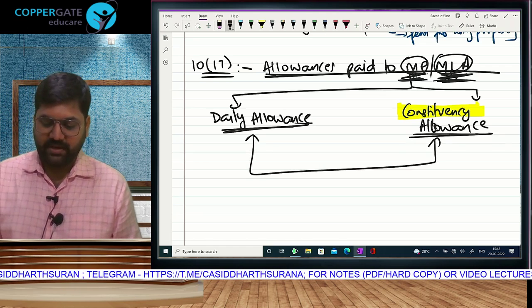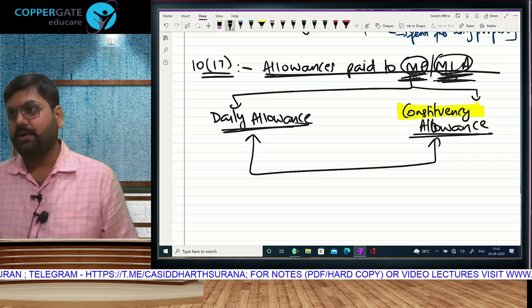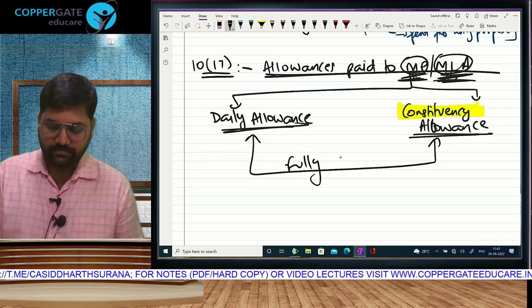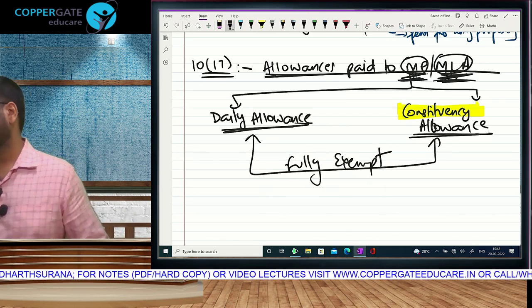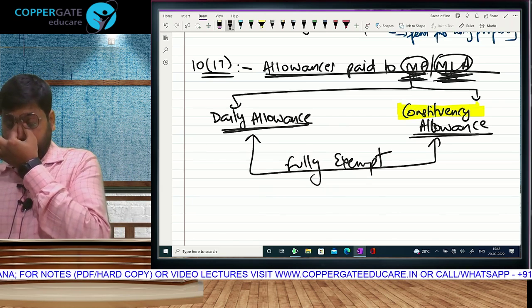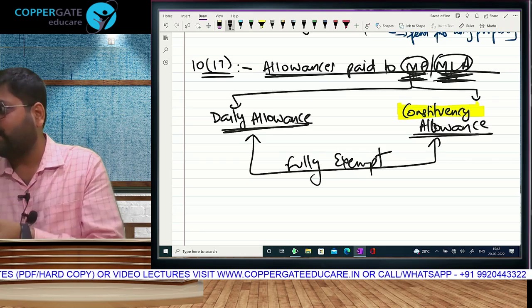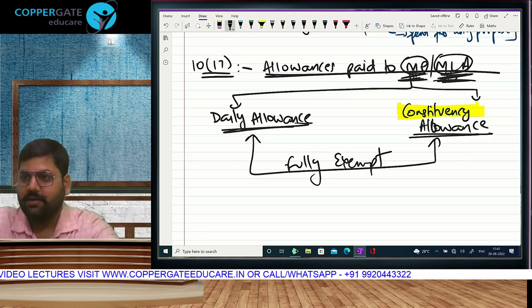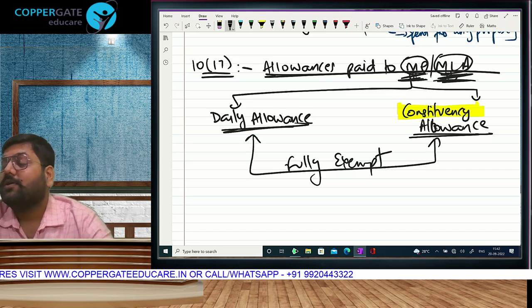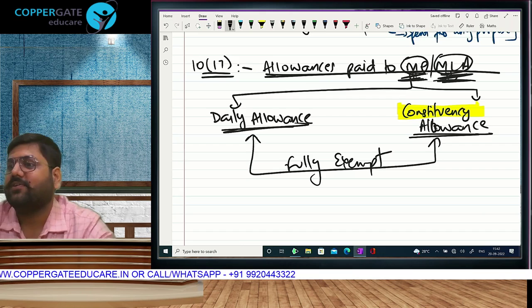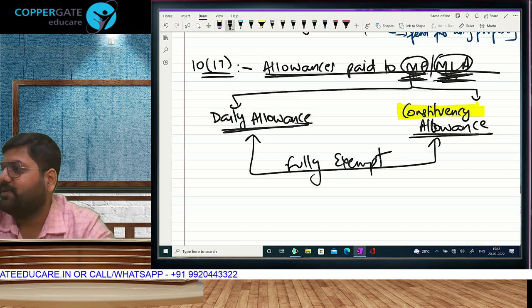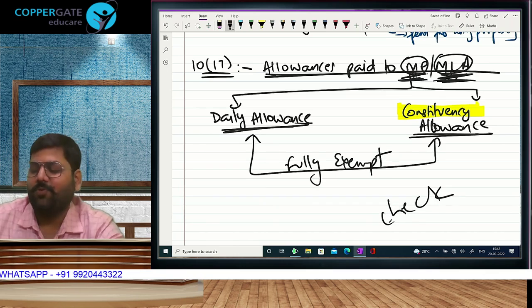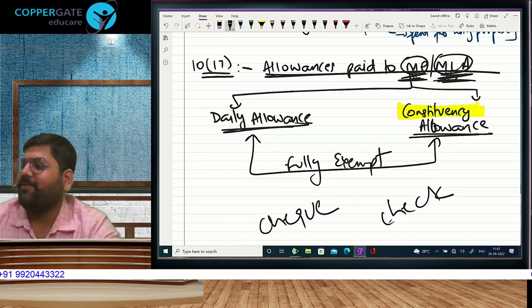This daily allowance which we are giving him to meet his daily cost when he is away from home, and the constituency allowance which we are giving him for spending for the people who have elected him, both of them will be exempt. And the biggest problem with this, bro, is that it is not in cash, it is in cheque, but they are not saying that it is exempt only if spent.